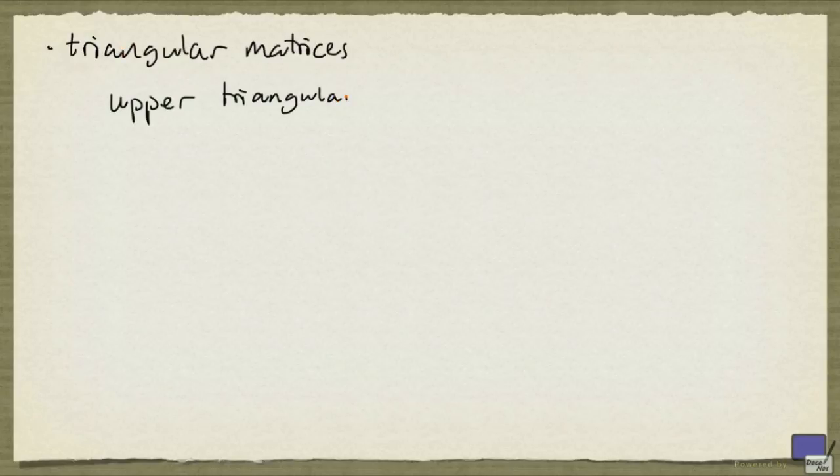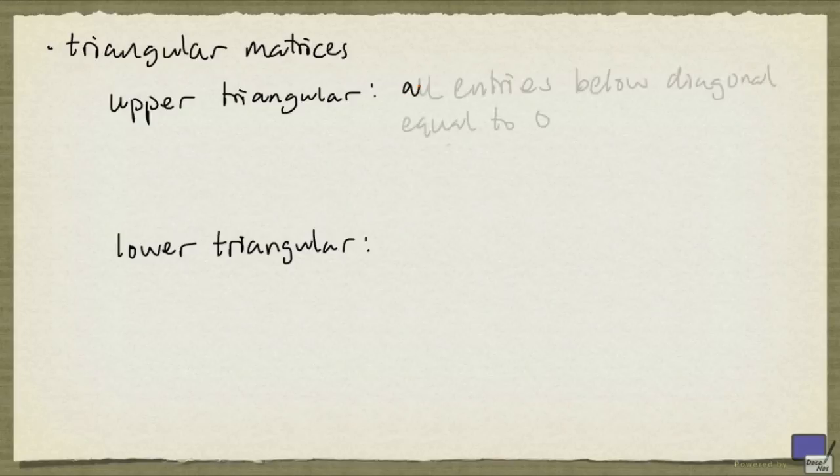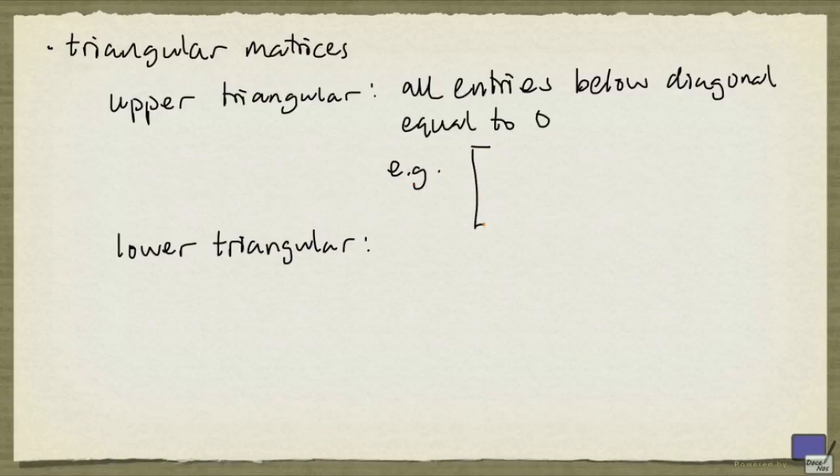Finally, we're going to look at triangular matrices. A triangular matrix is one that's either upper triangular or lower triangular. An upper triangular matrix has all the entries below the diagonal equal to 0. For example, this matrix is upper triangular because the diagonal is here and everything below it is 0.